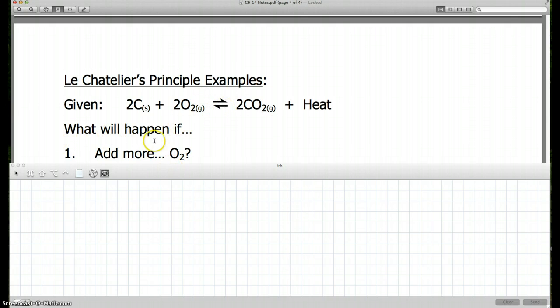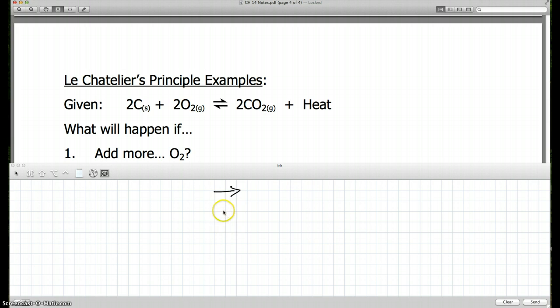And I'm asking what will happen if we add more O2. So here's my O2. If I add more O2, if you remember back from the other video, or if you have the notes in front of you, if you add something, it'll shift to use it up. Another way of thinking of that is if you add something, it'll shift away from that thing. So if I add more O2 right here on the left, it will shift to the right.